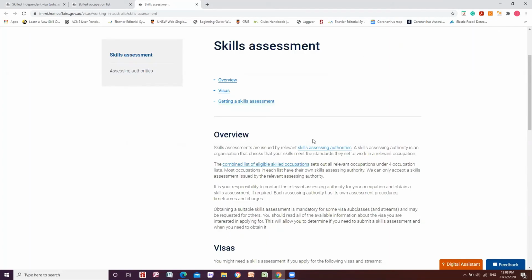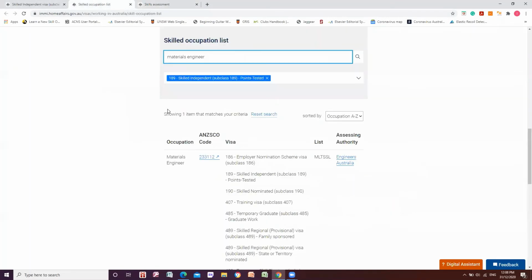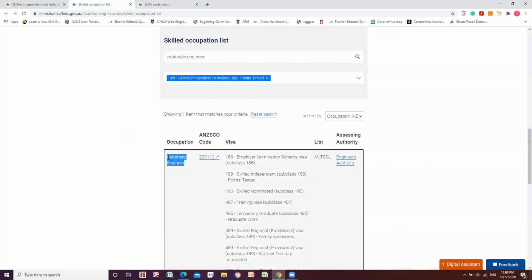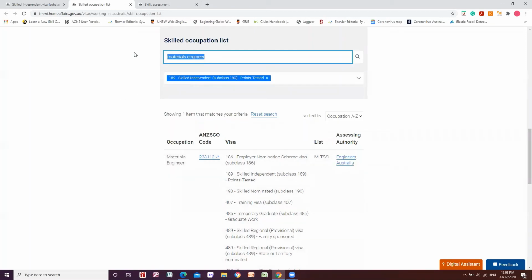Most of the occupations in each list have their own skills assessing authority, and Australia only accepts skills assessment issued by the relevant assessing authority. So for example, for the materials engineer occupation, I have to apply to Engineers Australia to be assessed as an equivalent materials engineer here in Australia. So you have to meet a certain standard.